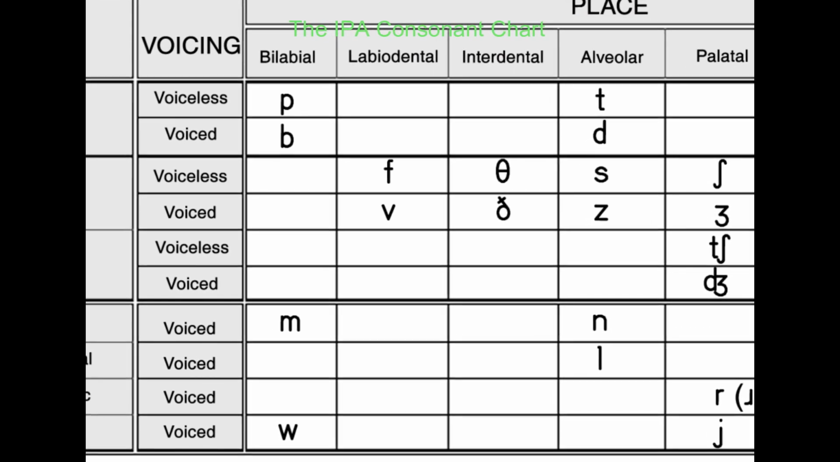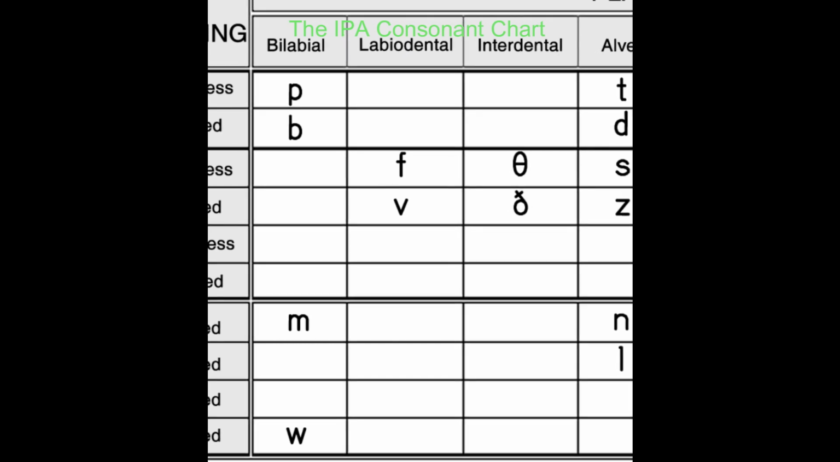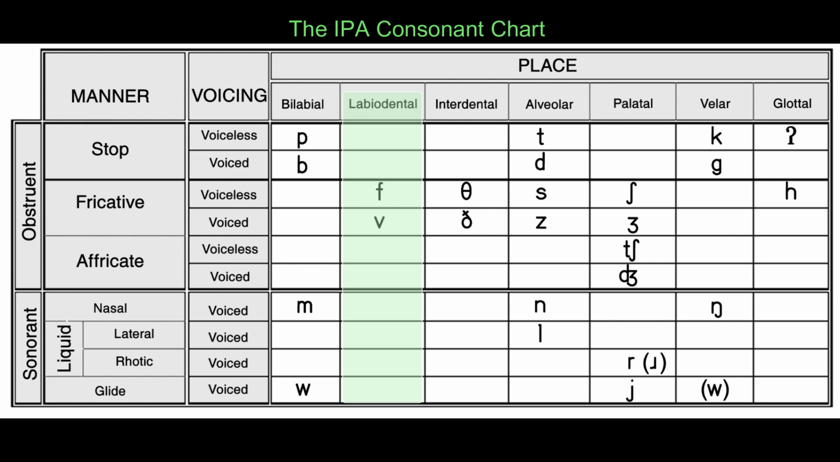Labiodental. Labiodental consonants are consonants that are produced by the bottom lip and the top teeth. Labiodental means lip and teeth. Fa and va are labiodentals. For these consonants, the bottom lip and the upper teeth have to touch, as friction has to be made.